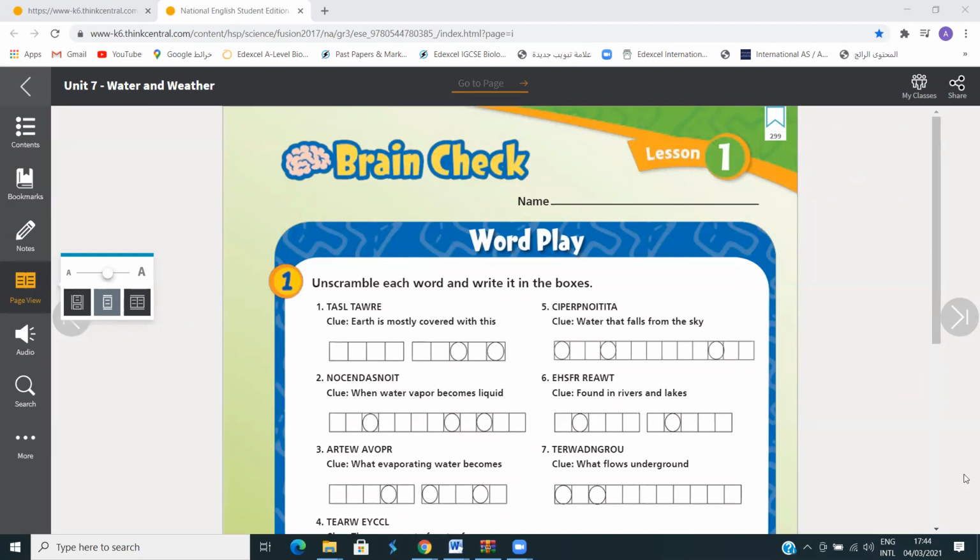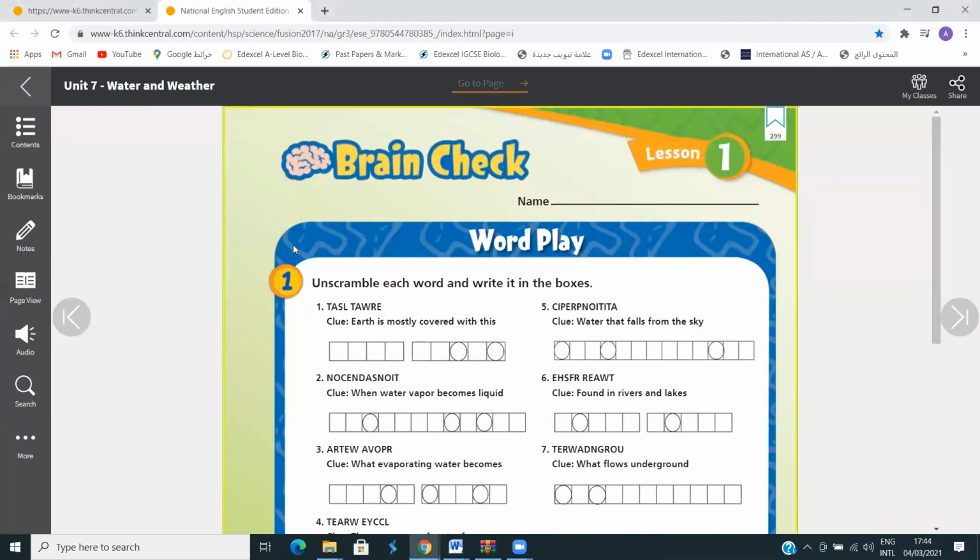So close the camera, my students. Close the camera. Who opened the camera? Open the camera now. Close the camera. Someone opened the camera. Close it, please. Okay, thanks, Muhammad. Okay, Omar, welcome.